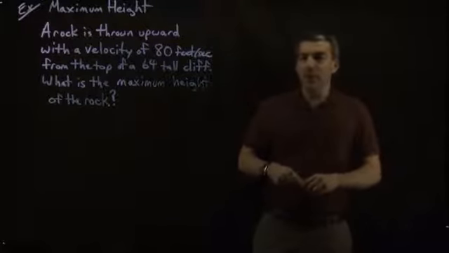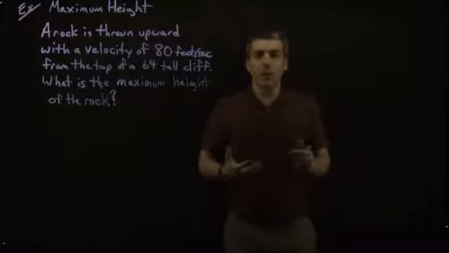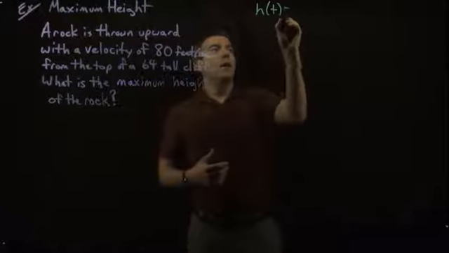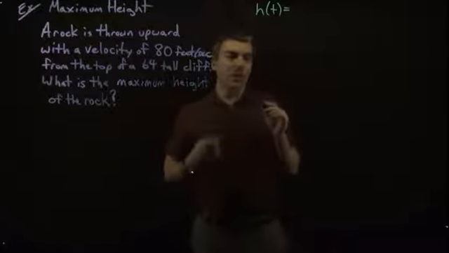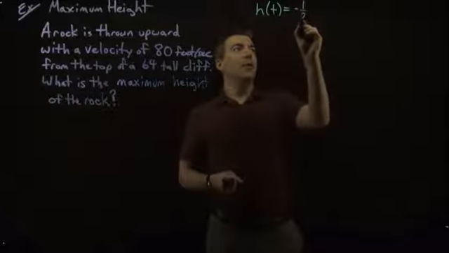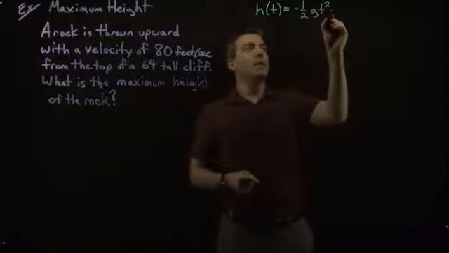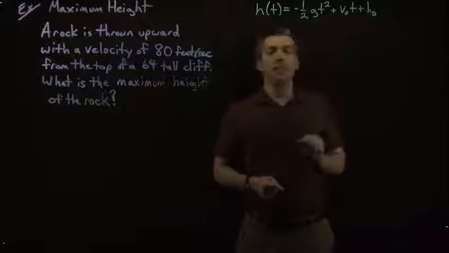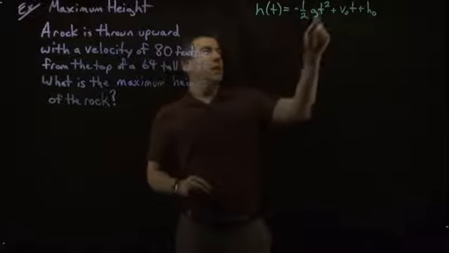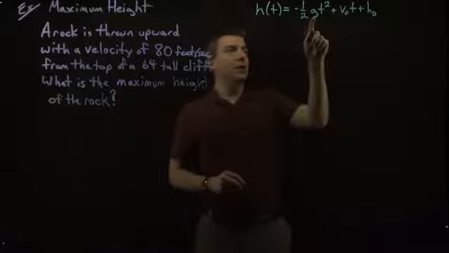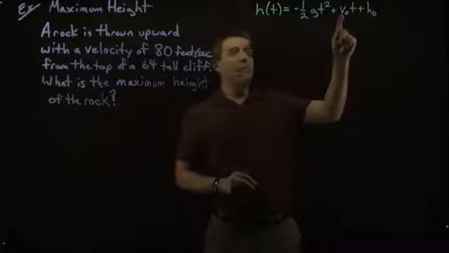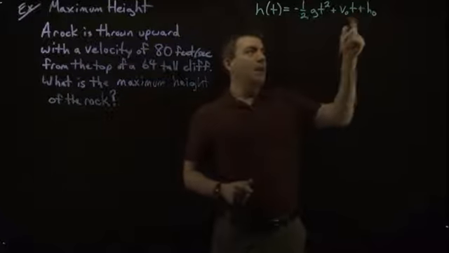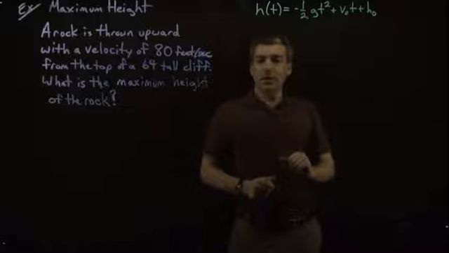We can determine the maximum height of the rock from the equation that governs vertical motion. So let's write that down. We have h of t, the height at a particular time of the object thrown upwards, is negative 1/2 g t squared plus v naught t plus h naught. Here, g is the acceleration due to gravity, t is time, v naught is the initial velocity in the upwards direction, and h naught is the initial height of the object.